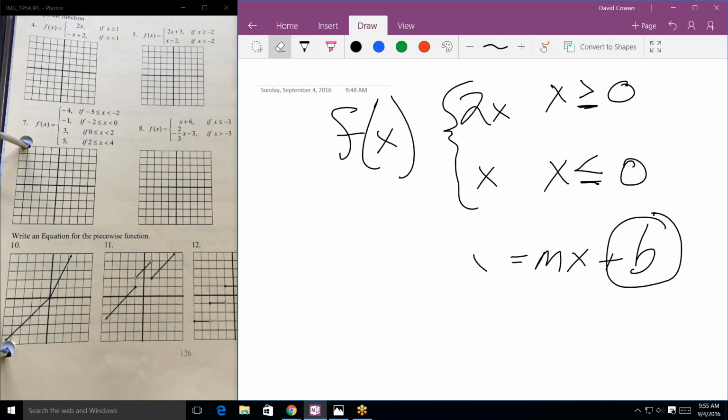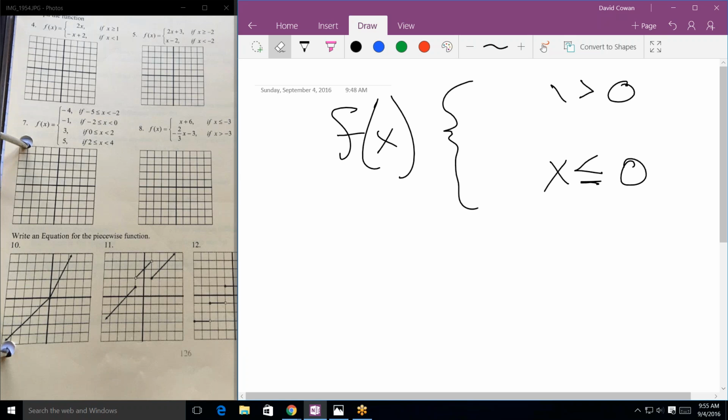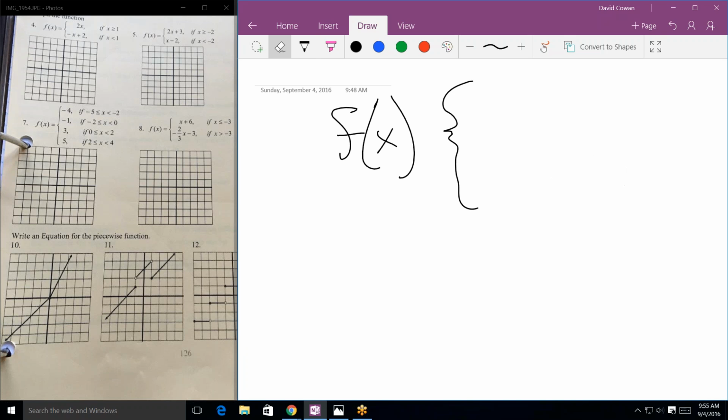Okay. So if you can write an equation of one line, just that part of it on the right, then you can do both of these. Piecewise is just a combination of functions. That's all it is, depending on domains. Now, let's look at the next one. Hopefully we can get this one covered.